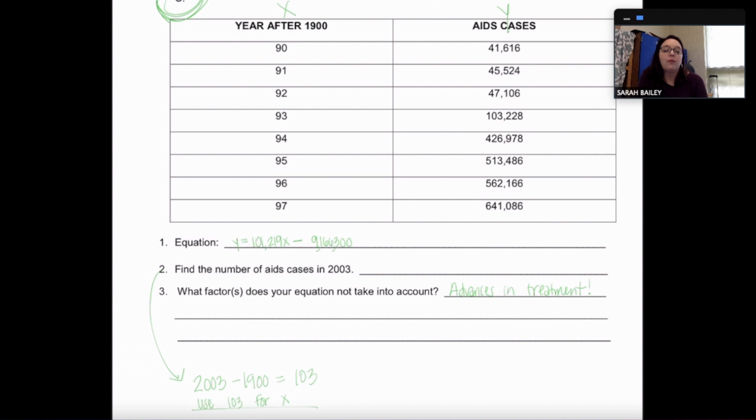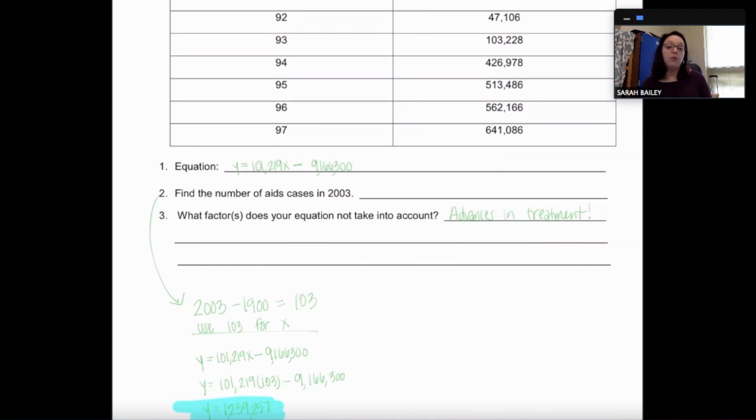Now, it says what factor does this equation not take into account? And you may have put something similar, but advances in treatment. I don't believe that the number of AIDS cases was growing at an alarming rate, but there have been a lot of advances in treatment since 1997. So I think that the number of AIDS cases is actually much lower than what it would appear to be.